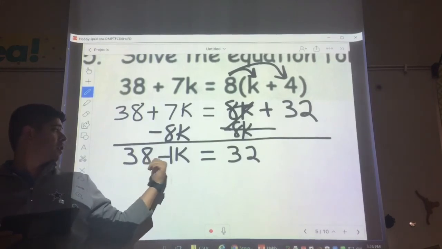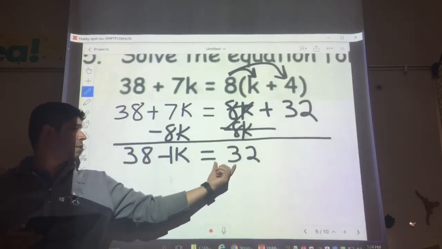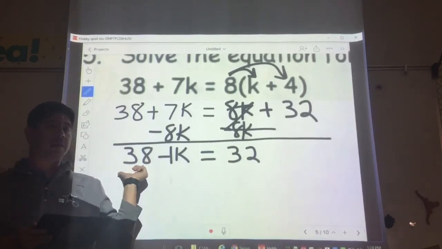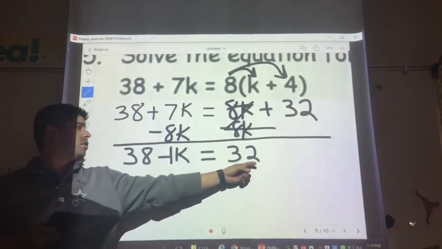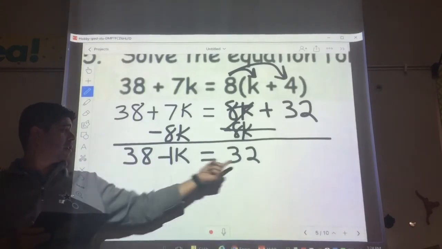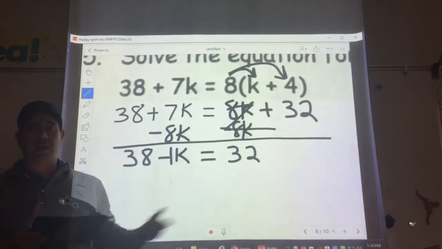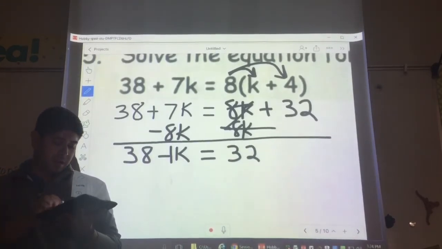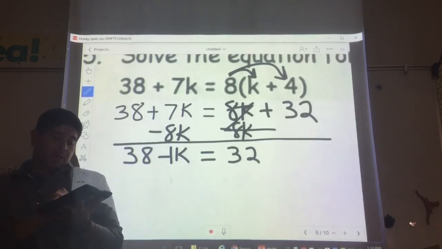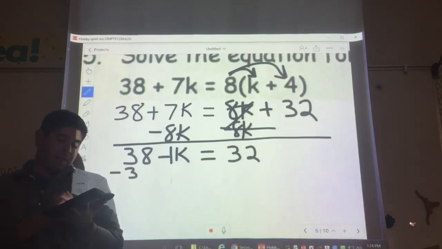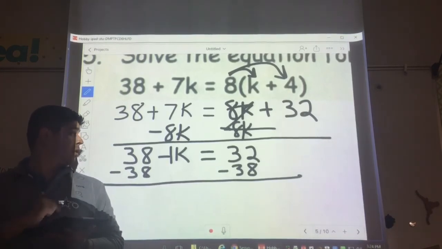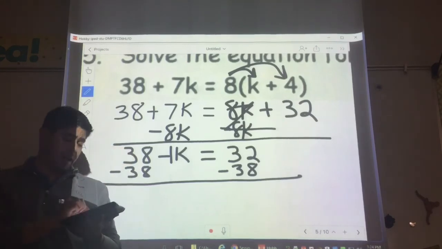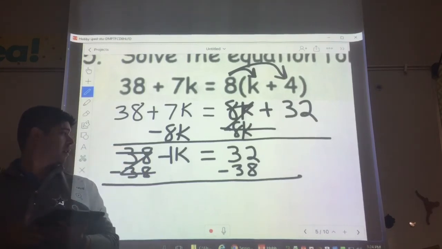So now I have 38 minus 1k equals 32. I've got to take the inverse of this 38 and put it to the other side. It's going to go underneath 32 because it's a like term. It doesn't go underneath this, because it doesn't have a variable attached to it. So the inverse of plus 38 is minus 38. This is going to come across, and that's going to zero out.